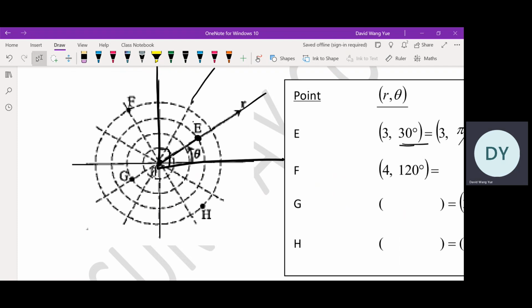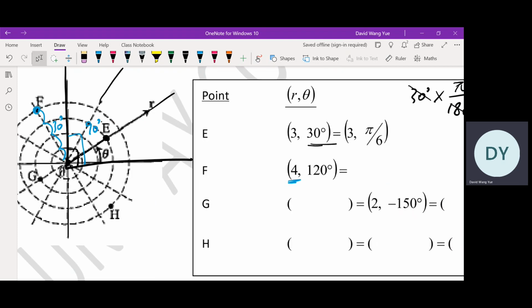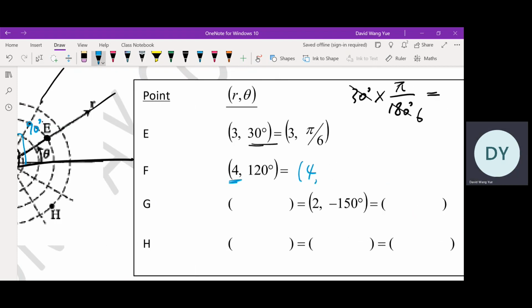For the other one, the point F, let's look at the distance. 1, 2, 3, 4. That's why the radius is equal to 4. And then for this one, 30 degrees plus 90 degrees together is 120 degrees. So if I want to convert this to radians, 120 times pi over 180, so it's 2 pi over 3.